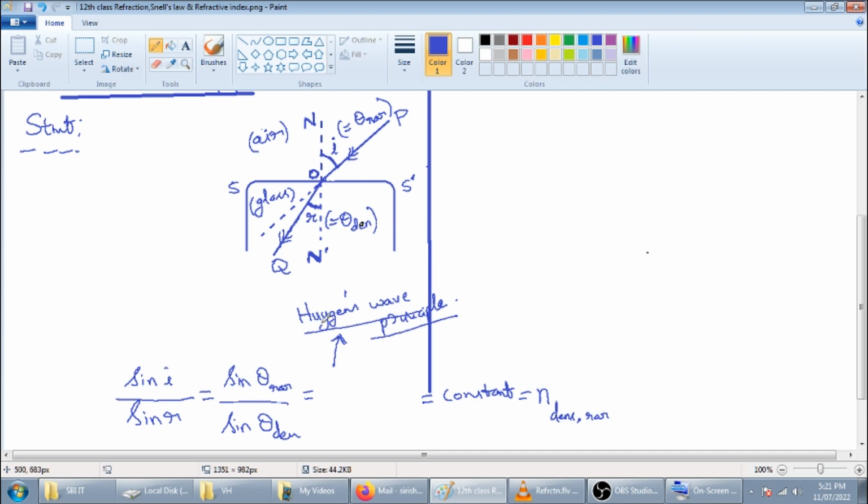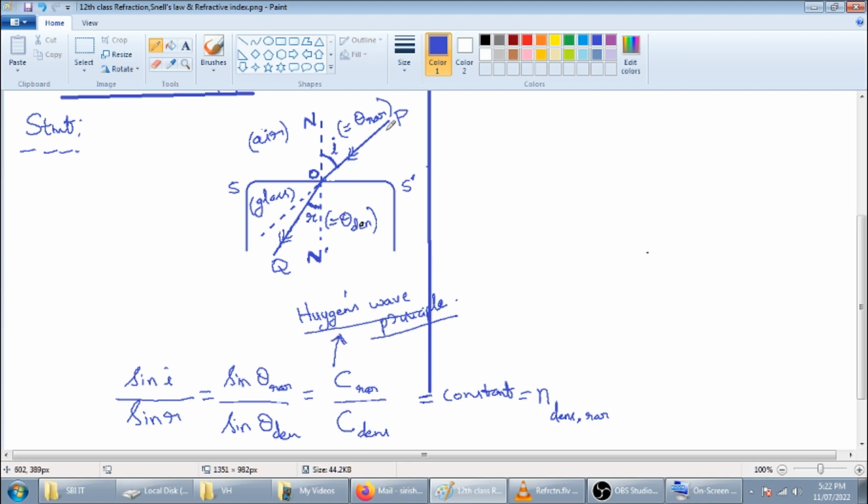So from Huygens wave principle, it is found that the ratio of the sine of the angle in the rarer medium to the sine of the angle in the denser medium is exactly equal to the velocity of light in the rarer medium to the velocity of light in the denser medium. So that's the important thing about Huygens wave principle. The ratio of the sines of the angles is the same as the ratio of the velocities of light in the rarer medium and denser medium.